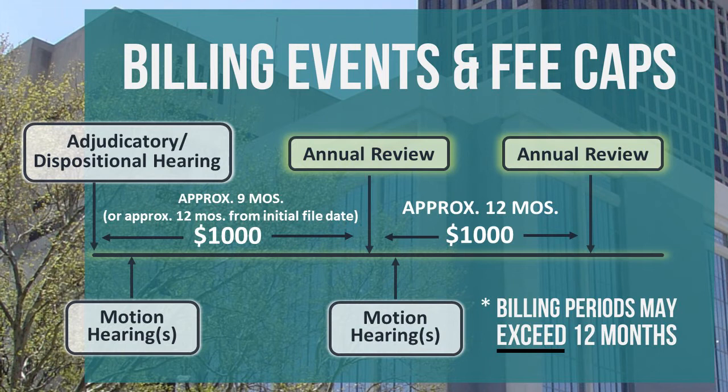Additional billable events occur at the conclusion of each annual review hearing. The first annual review occurs approximately 12 months from the initial filing of the complaint, and subsequent annual reviews occur approximately every 12 months thereafter. It is important to note that multiple continuances, semi-annual reviews, and pending motions or trials may result in a billing period that exceeds 12 months.